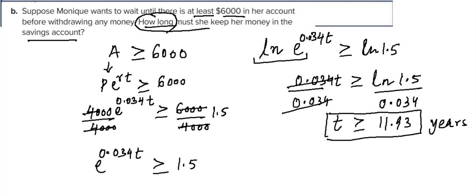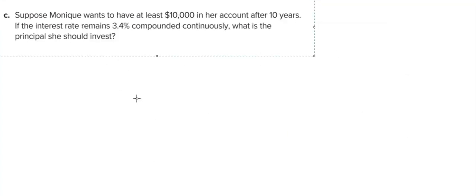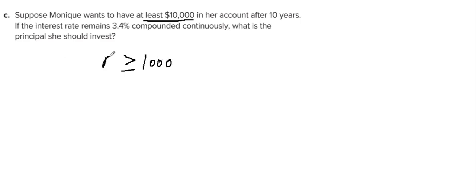Now we have the C part. In the C part, we need to see what they're asking again. Again, they are saying that suppose Monique wants to have at least $10,000, greater than or equal to 10,000. So amount is P e^(rt) greater than or equal to 10,000. Same steps we have to do, but we have to see what they're asking. They're asking what principal she should invest.